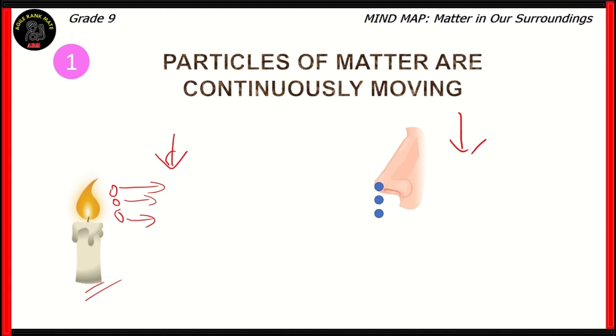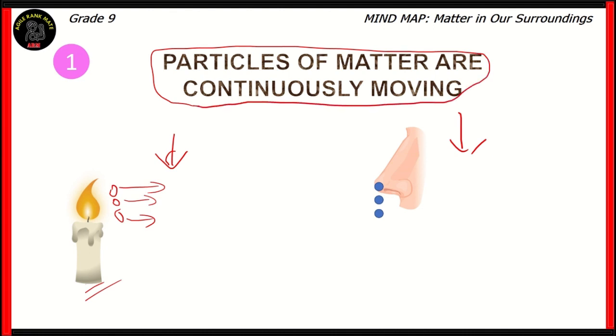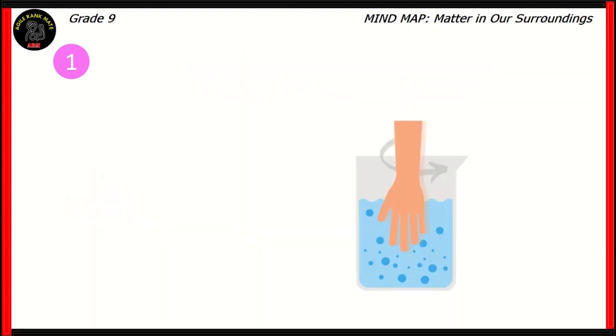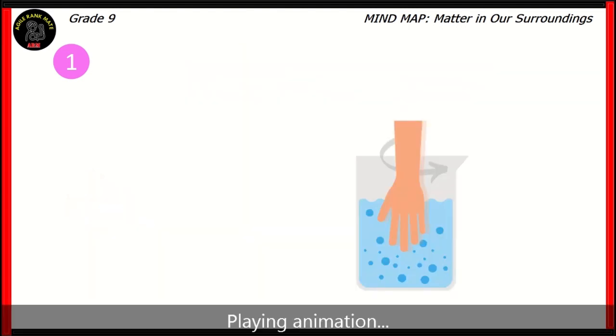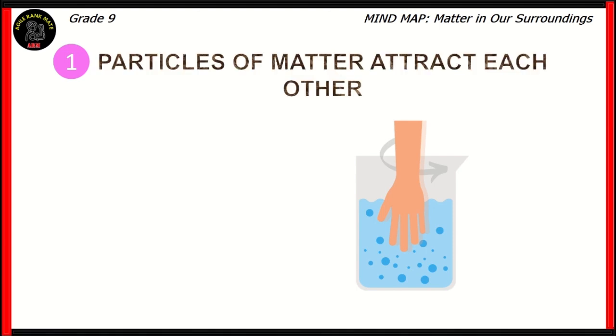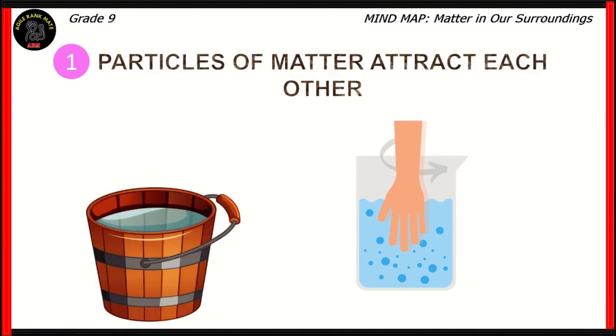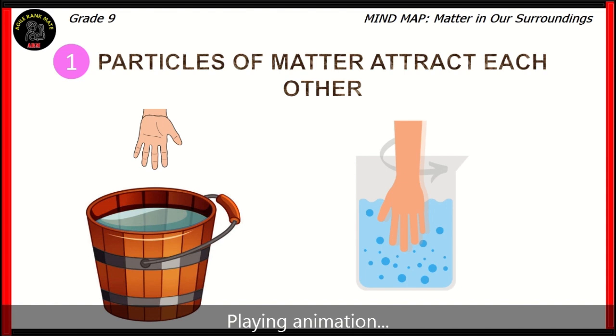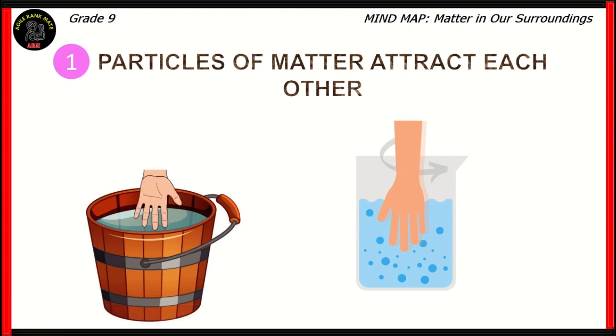Thus, we can say that the particles of matter are continuously moving and keep on moving, as they have kinetic energy. So this characteristic is proved. Now, the next characteristic, which is that the particles of matter attract each other. So if we take a bucket of water and we put our hand in it, we can see that the particles of water, we can't actually see them, but we can feel the water has been separated away from us.